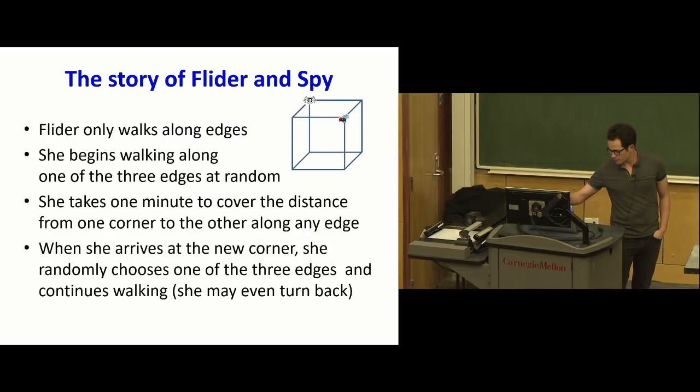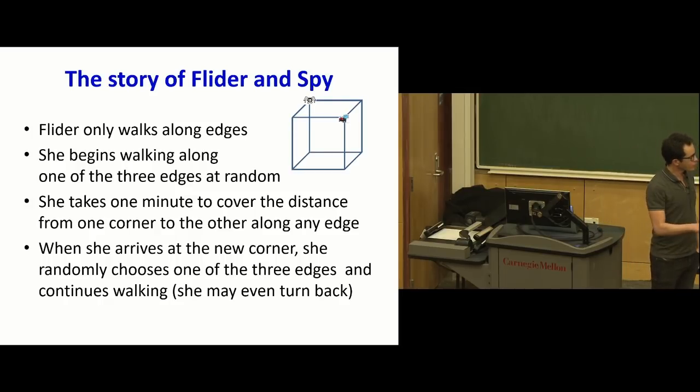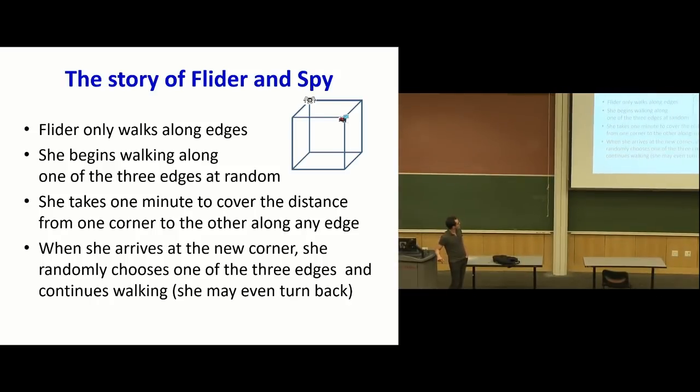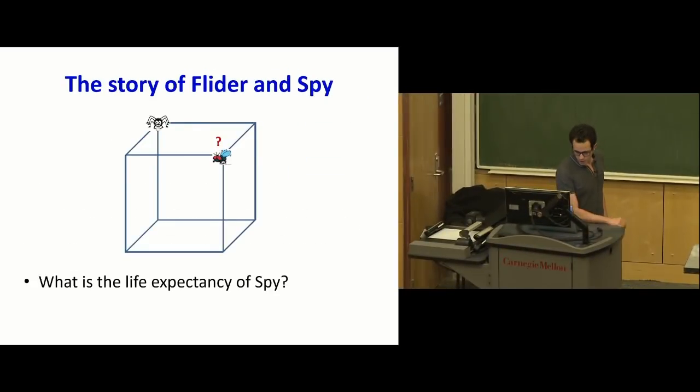For that, it can walk on the edges. It chooses the edge that it walks on at random. To cover the distance of one edge, it takes 1 minute. And when you arrive at the end of an edge, you randomly choose another one, and you repeat that. You can also come back if you want.